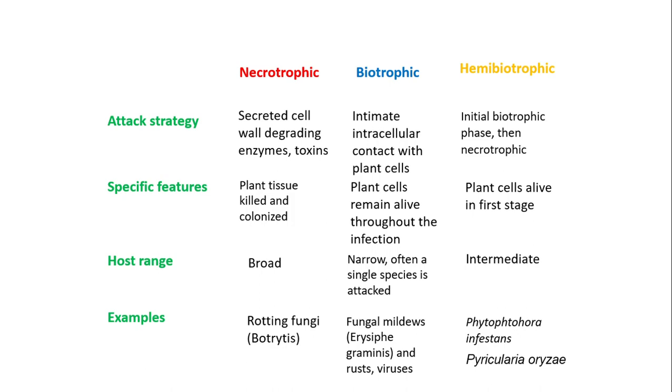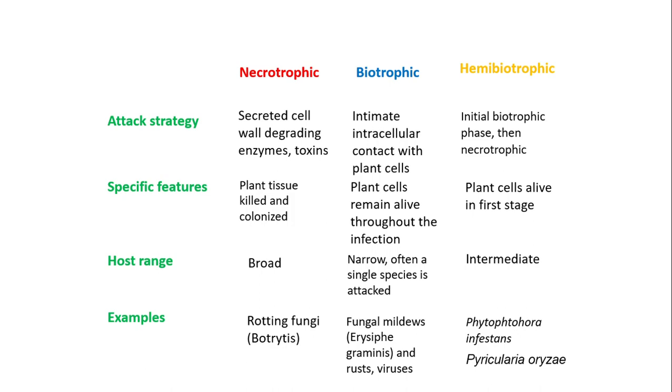Specific features of necrotrophic fungi: plant tissues are killed and colonized. In case of biotrophic fungi, plant cells remain alive throughout the infection, and in case of hemibiotrophic fungi, plant cells are alive in the first stage. What is the host range of these fungi? For necrotrophic fungi, the host range is broad, while in case of biotrophic fungi, the host range is narrow and often a single species is attacked. In case of hemibiotrophic fungi, the host range is intermediate.